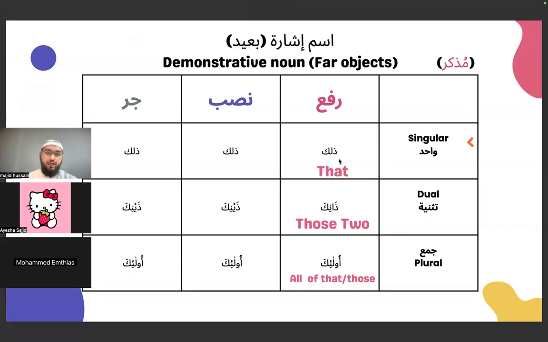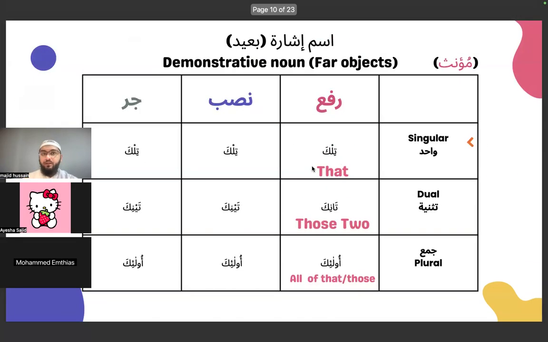And in plural, أُولَئِكَ, meaning I am pointing to objects that are far from me, far from access. أُولَئِكَ in the state of nasab also, and أُولَئِكَ in the state of jar. Also take the screenshot or something for this one to use in the exercise.